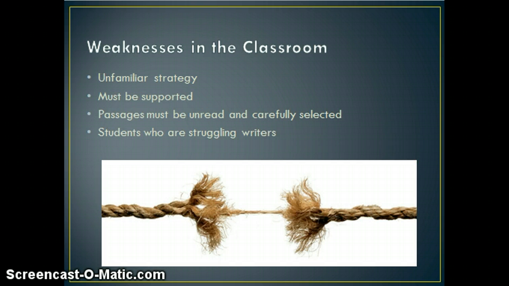Some weaknesses that can be found in this strategy include that if a student is not familiar with this strategy, they will need to be taught how to fill in the blanks, or else their results may not be accurate to what they're really capable of. It also doesn't automatically teach students, so these skills need to be supported through guidance. And this is an assessment or an evaluation that should be used with other evaluations, so it does not serve as a sole assessment for reading skills.